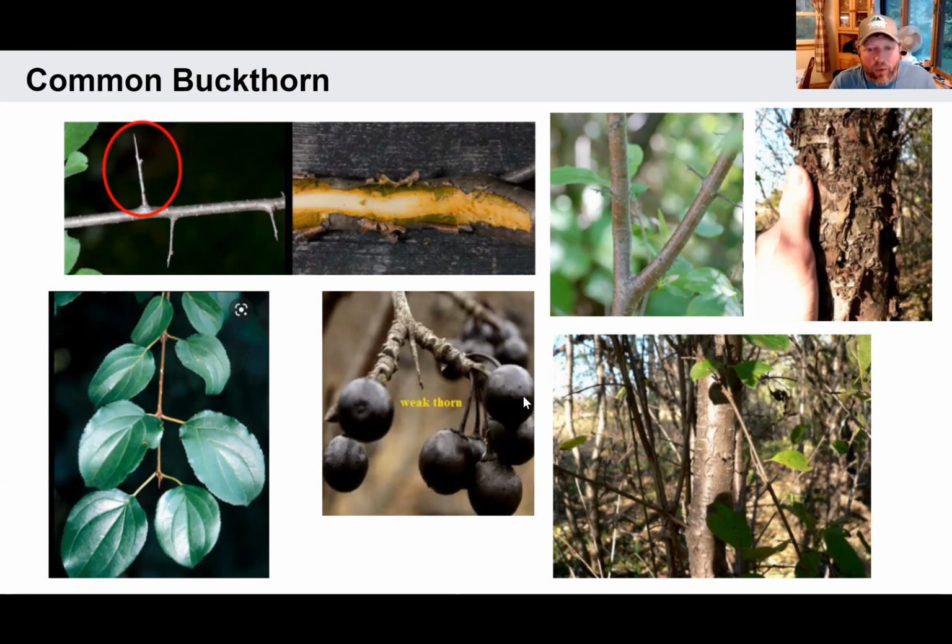And here's what happens when those in the middle where it says weak thorn and has the berries, when that picture of the terminal bud, when those buds open up and turn into twigs, that's what happens. So they have the two twigs and a thorn in the middle, the comparison from the beginning. And I think we'll turn it over to Peter at this point.